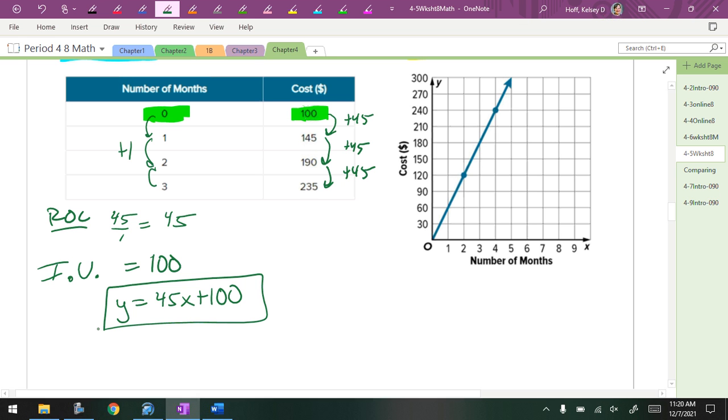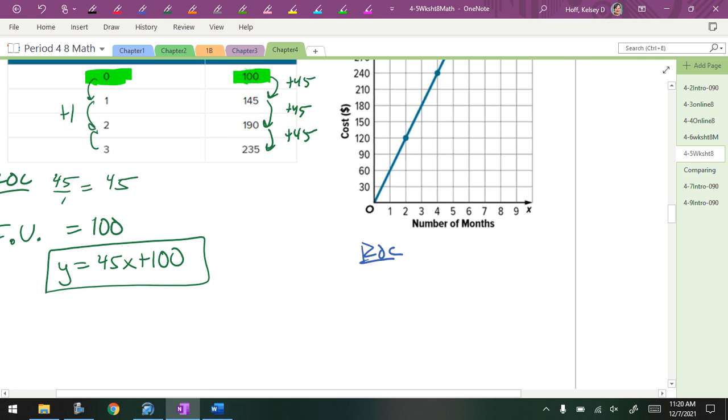Now we got to go to cell phone plan C. Rate of change. How am I going to find my rate of change here? 2 points. Which 2 points you got? Ooh, are you sure 0, 0 is a point? You're positive? I would say there's not a dot there. I wouldn't guarantee it. I wouldn't bank on it. I'd only go where there's dots. 2, 120. 4, 240. Find your slope.